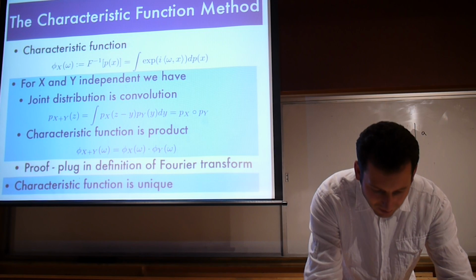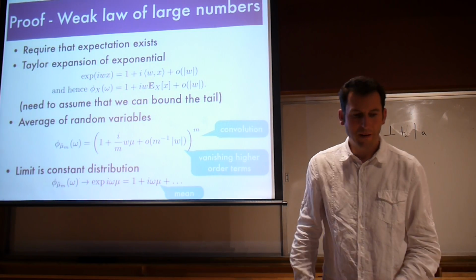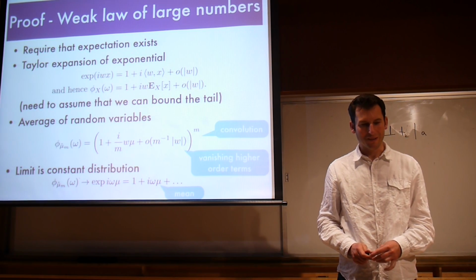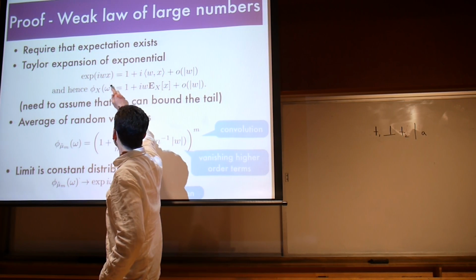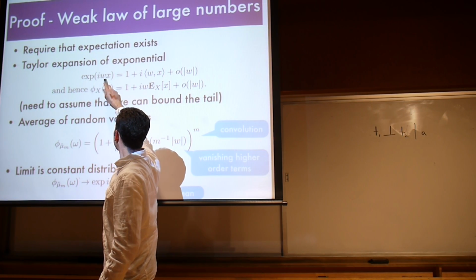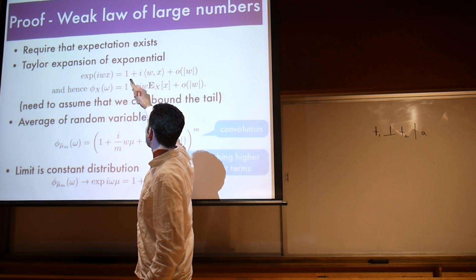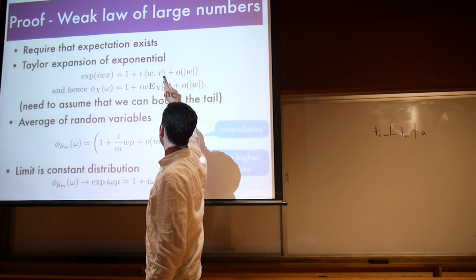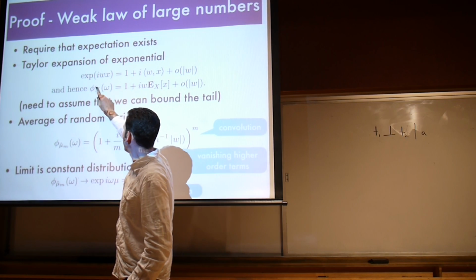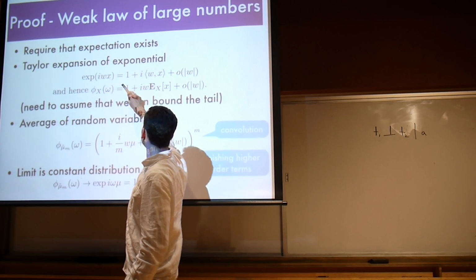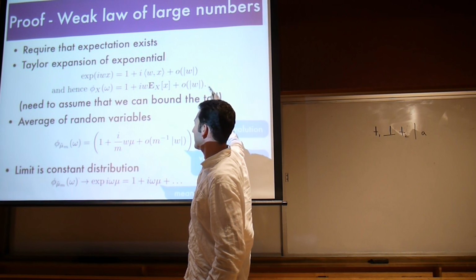Anyway, now let's prove the weak law of large numbers. So I do require that the expectation exists. This is quite a strong requirement, but okay, let's assume that. Then I can just Taylor expand e to the i omega x. It's just 1 plus i omega dot x plus a higher order term. So therefore, the Fourier transform, which is just the expectation of this, is 1 plus i omega expectation of x plus a higher order term here.